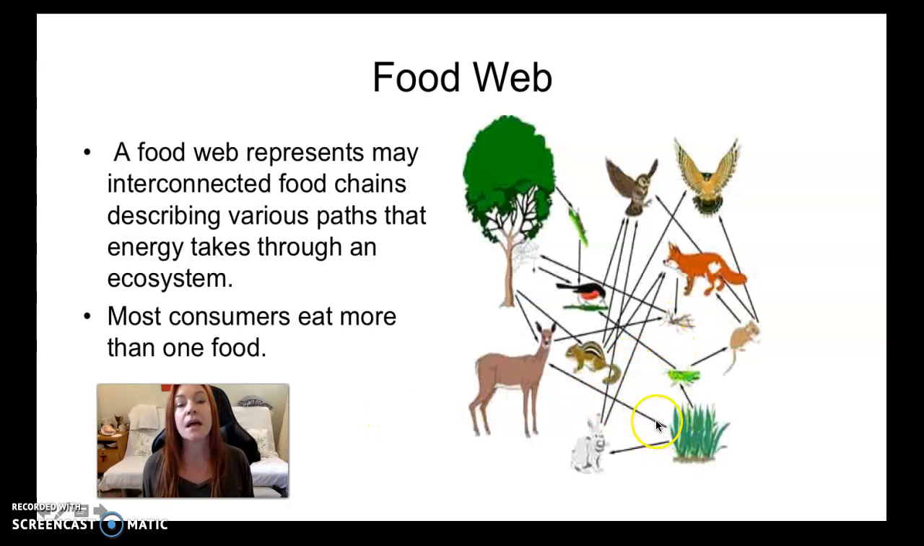Okay? So again, energy flow, trophic energy flow is what the arrows represent. Make sure you write that down. Did you get it? You can pause me anytime, okay?